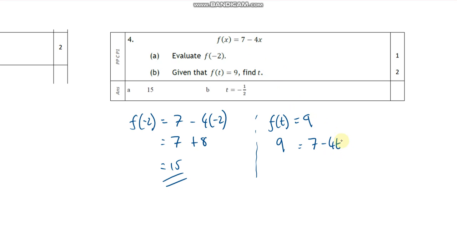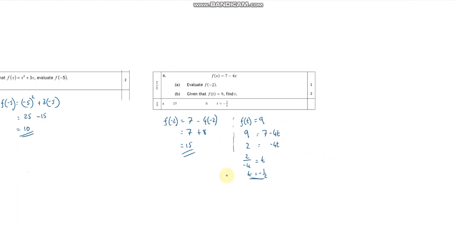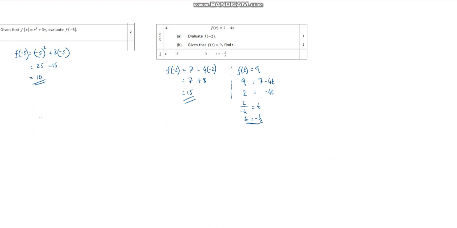Okay, so I've put t in place of x. Then all we're doing is rearranging. Let's take away 7 from both sides. Now divide by negative 4 equal to t, so t is equal to negative 1 half. So that's a working back the way question. So this should be marks in the bag.